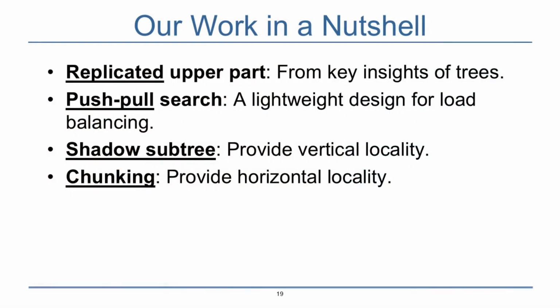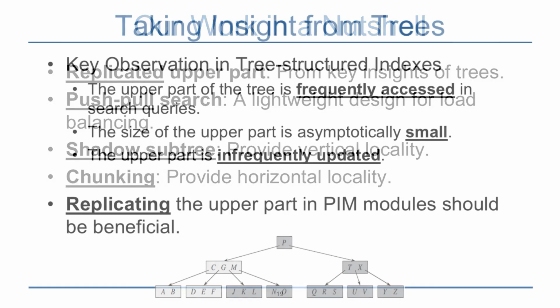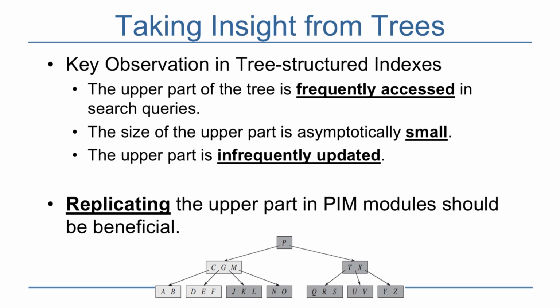We replicate the upper part to reduce communication. We apply a push-pull search technique for lightweight load balance. And we use shadow subtree and chunking to further provide locality. Our improvements are inspired by observations in the tree structure. Take this B tree for instance. The upper part is frequently accessed in searches, but its size is relatively small, and it is rarely updated.